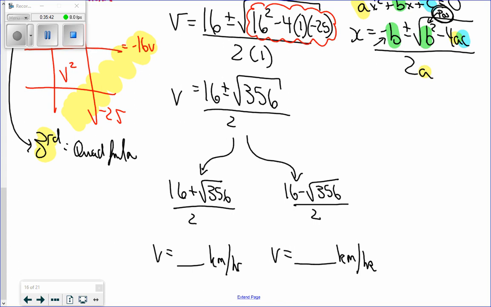Now, when you plug this in, brackets. There are so many things to remember on this question. There are so many ways you can screw it up.